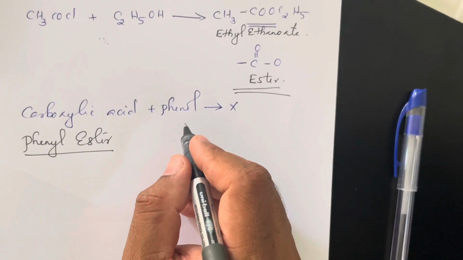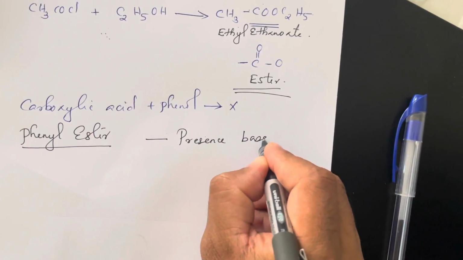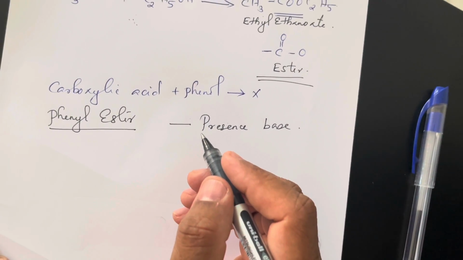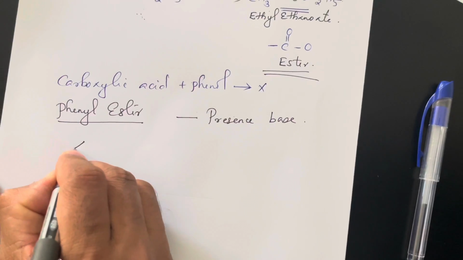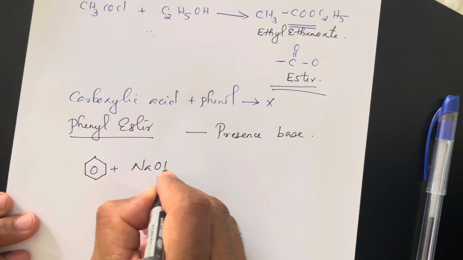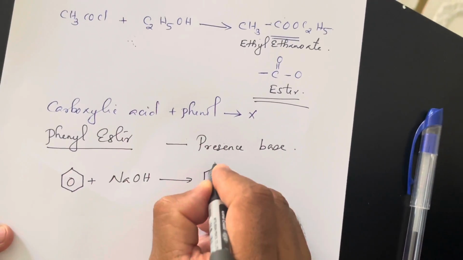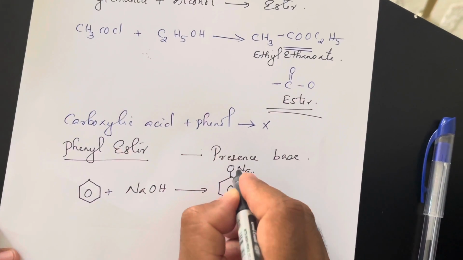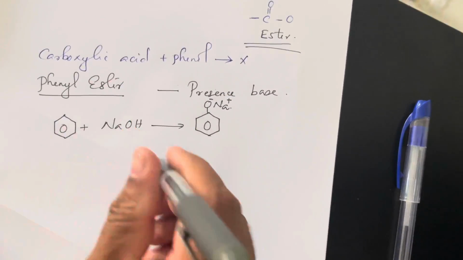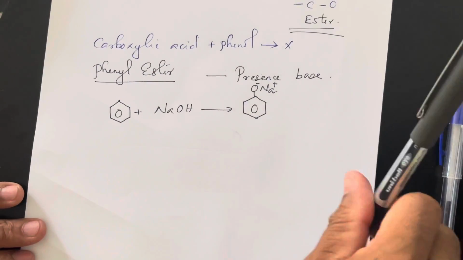Normally this reaction takes place in the presence of a base. Only in the presence of a base does this reaction take place. You already know phenol reacts with sodium hydroxide to form sodium phenoxide. Remember that topic. Phenol reacts with sodium hydroxide and you get sodium phenoxide. So to prepare a phenyl ester, ethanoyl chloride or an acyl chloride reacts with sodium phenoxide.